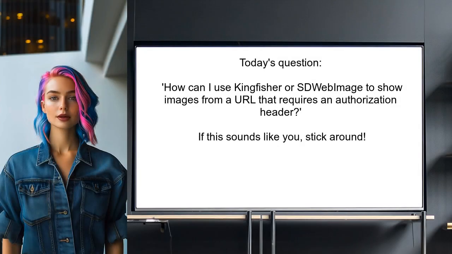Here's the specific question we're addressing today. One user asked, how can I use Kingfisher or SwiftUI to show images from a URL that requires an authorization header? If this sounds like your situation, stick around as we explore the solution.